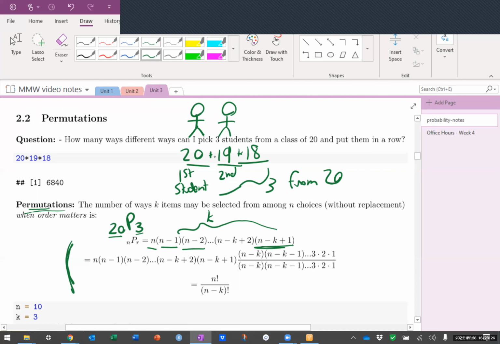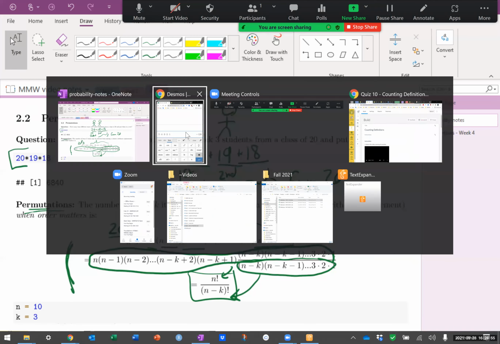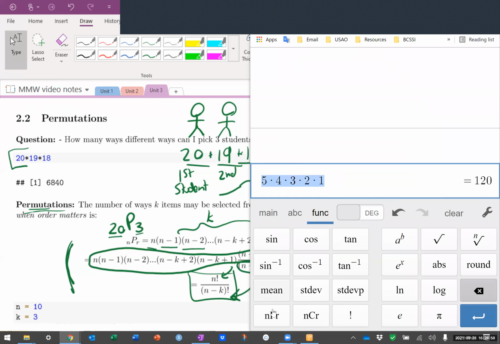But if I continue this process of multiplying by lesser numbers, I can get all the way down to 1, making the whole top of the fraction n factorial. And then the term I added here is actually n minus k factorial. So that's a fancy way to calculate a permutation. You've probably seen that this might make more sense. But either way, to use a calculator to find this, you go into Desmos and say nPr, and it's going to have you put n first, so 20, comma, 3.